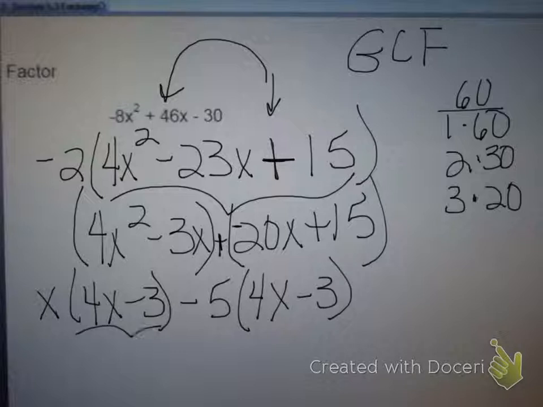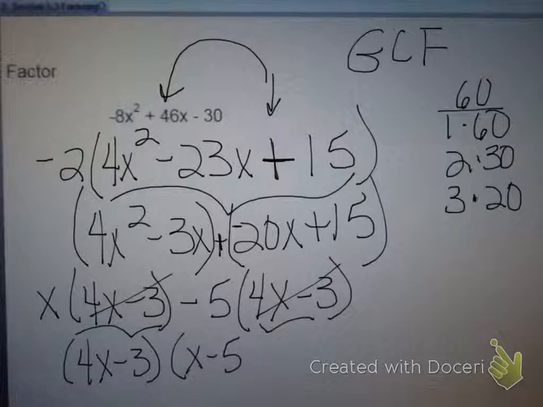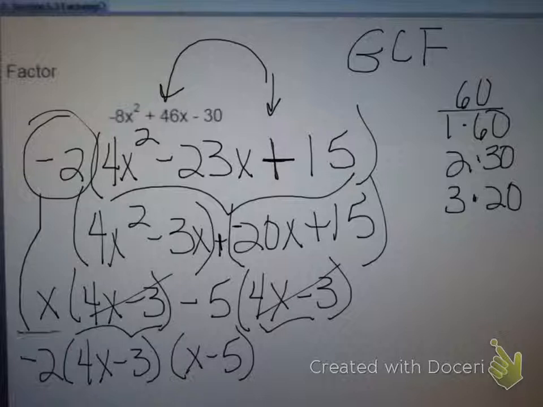Notice these two are identical. If they're not, you've done something wrong. So they become 1. You factor that 4x minus 3 out, and what do you get left over? x minus 5. Now, don't forget to bring down the negative 2. And that is your trinomial factored completely.